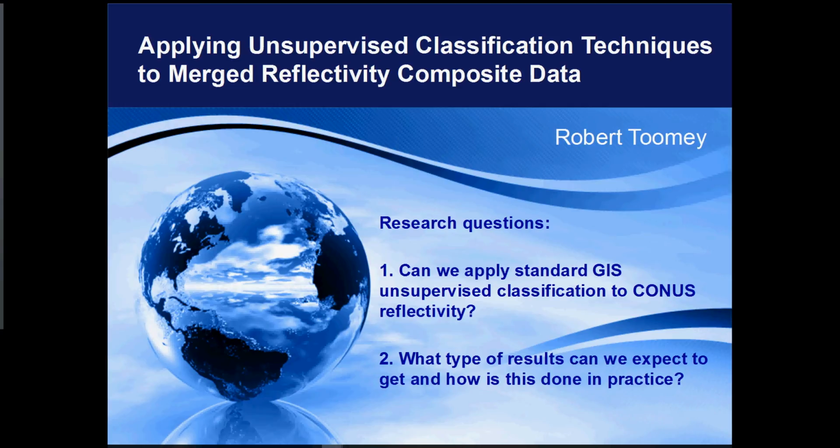So our basic research questions are as follows. 1. Can we apply standard GIS unsupervised classification to CONUS merged reflectivity composite data? More on what that is later. And 2. What type of results can we expect and how can we use this in practice? In particular, since real-time data is most useful in time series, we want to be able to apply these techniques in batch.